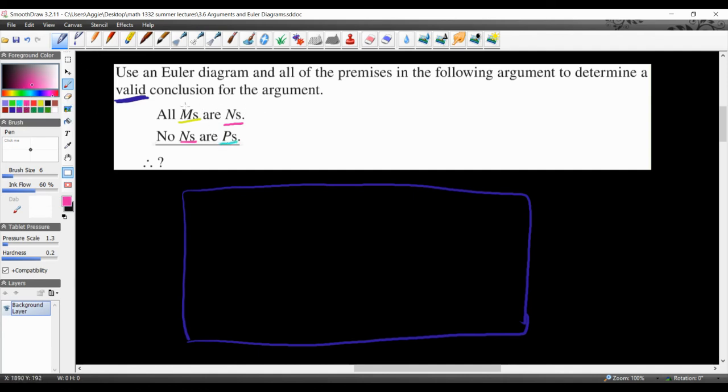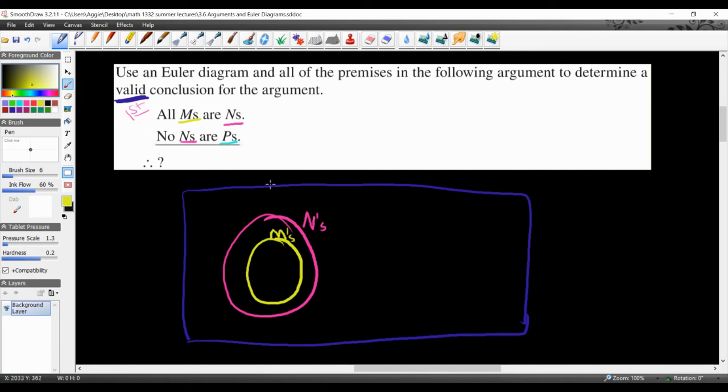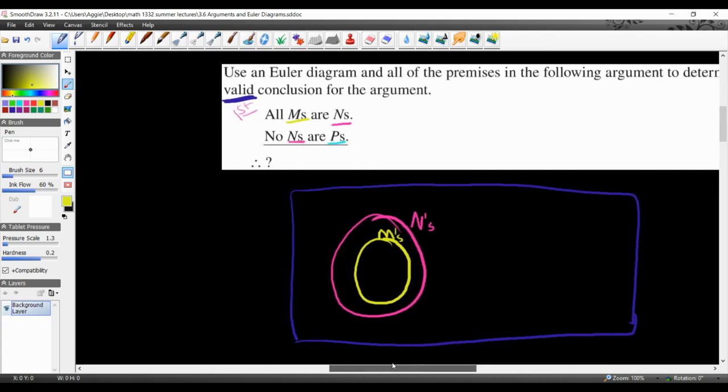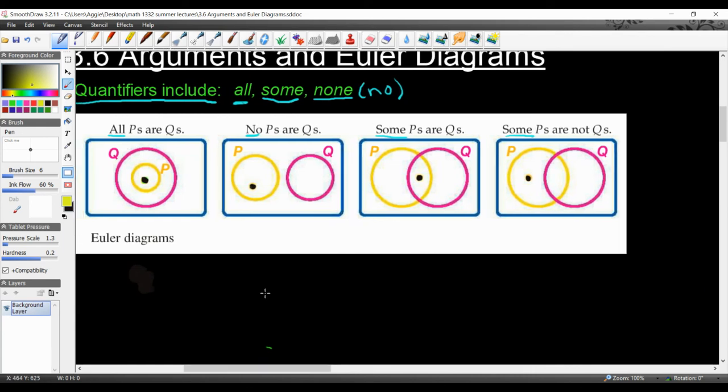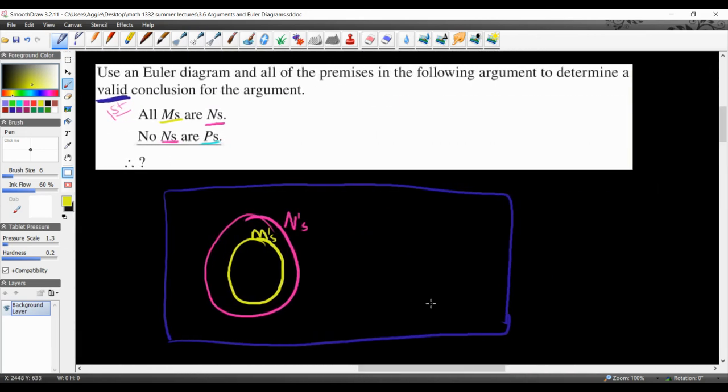I'm going to start with my first premise. We have all M's are N's. So for sure I have these N's, and all of my M's are inside it because it says all the M's are N's. Then it says no N's are P's. We haven't seen that one yet. If you don't know how to draw that, we can look over here and see what that looks like. No this are that, and they're actually two separate circles. So if none of my N's are P's, I'm going to have another P circle over here.